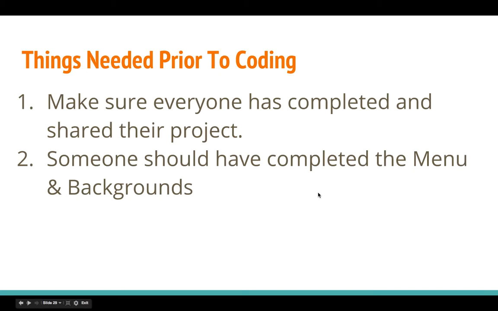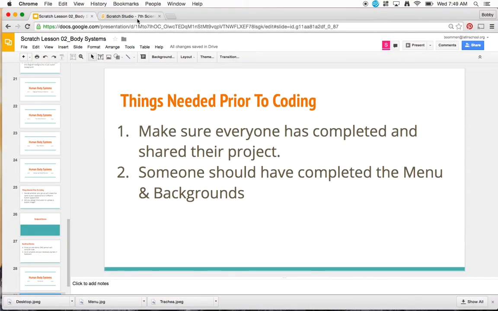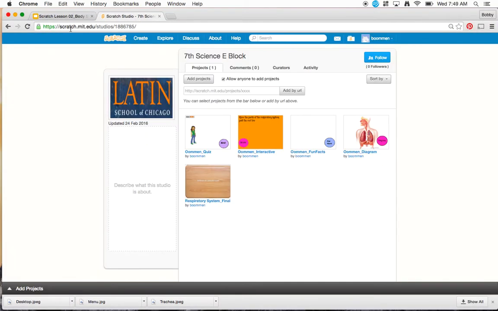Once that's taken care of, I will go to Scratch and begin my project. So I'm going to go to my Scratch Studio, in this case 7th grade science e-block, and I'm going to see a whole bunch of different projects in there. But as I mentioned, the one that you are going to be putting everything into is the one that's labeled your body system underscore final. Okay, so what I'll do is go ahead and click on that.